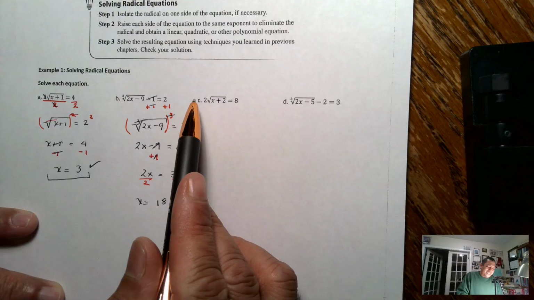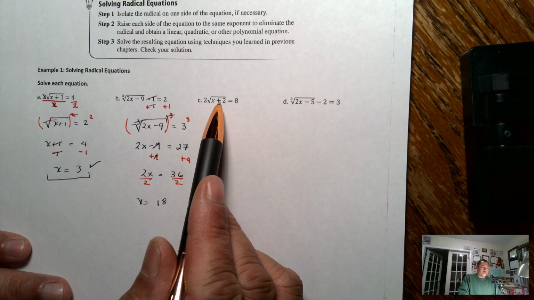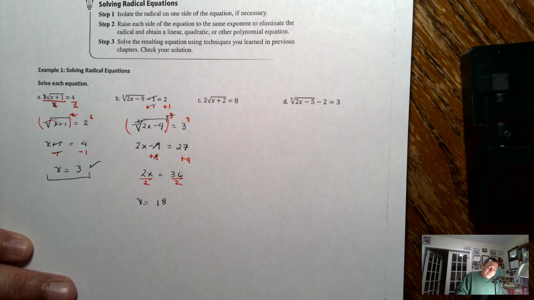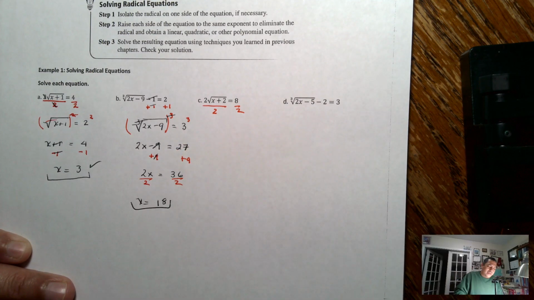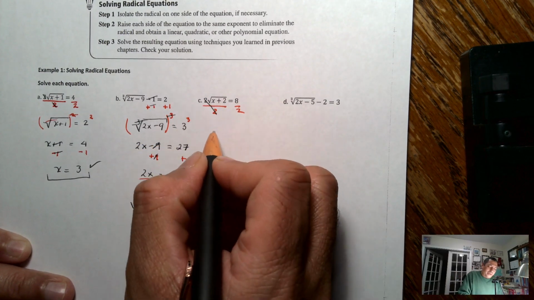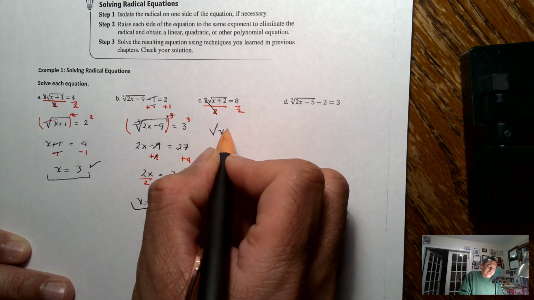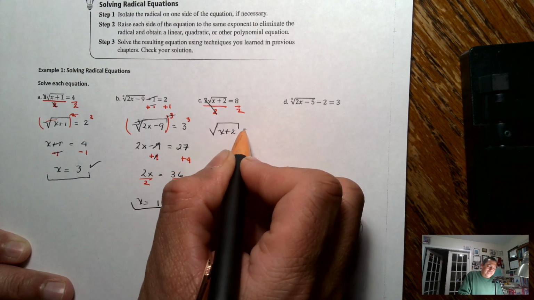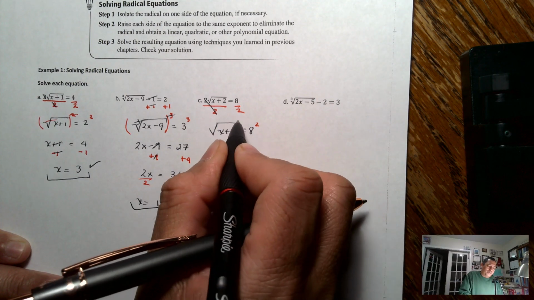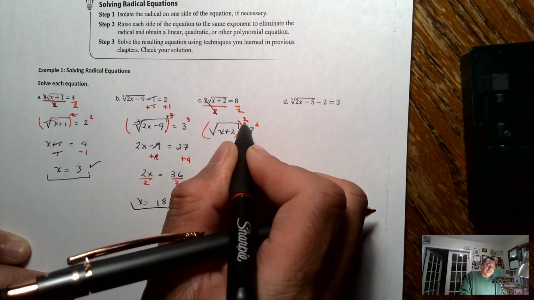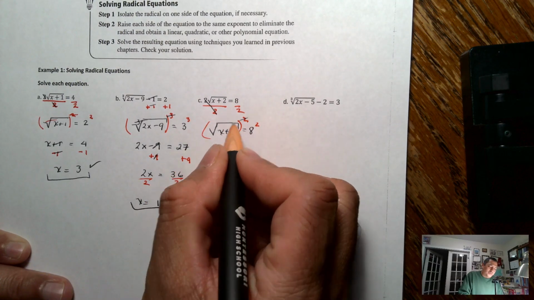So we're going to see, I have 2 square root of x plus 2 equals 8. So in this case, I'm going to divide both sides of the equation by 2. Divide by 2. So then these 2 go away. Square root of x plus 2 equals 8. Now we're going to elevate to the second power. So this 2 cancels the radical.